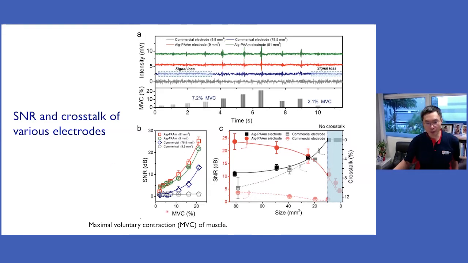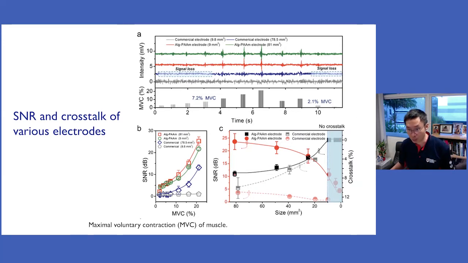And one piece of information I will share here is the maximum voluntary contraction. This is very important to measure in terms of muscle contraction. You can see that with our electrodes, under very low contraction we can still get signals, compared with the other commercial electrodes. So this is our advantage. As a result, we can significantly reduce the size of the samples and also avoid the crosstalk.